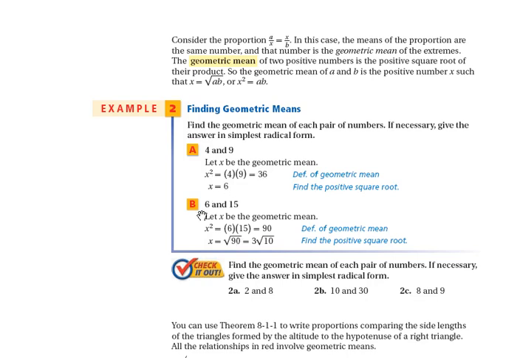Then we have 6 and 15, same thing. We just reduce the radical here. Square root of 90 turns into 3 times the square root of 10.